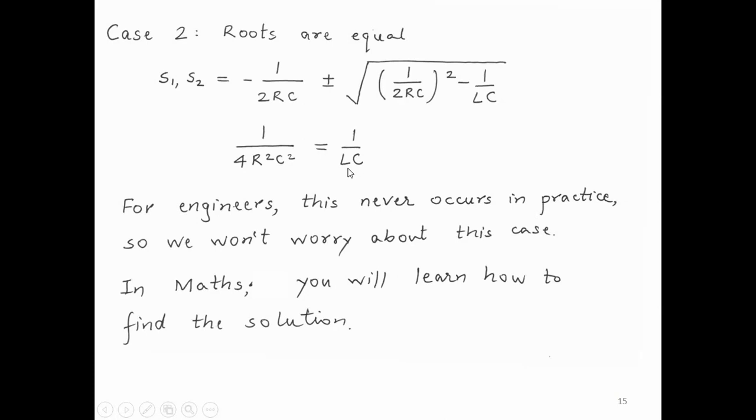Alright, so from an engineering perspective, we don't deal with this case at all. We say either the roots are real or they are complex. They are never equal. In mathematics, you will study this because that's what mathematicians do. So in fact, the way to find the complete solution for the voltage V(t) when the roots are equal is a whole different method you have to use, which you will do in mathematics. In circuits, we don't bother about this case. Alright, so I'm not going to discuss this case.